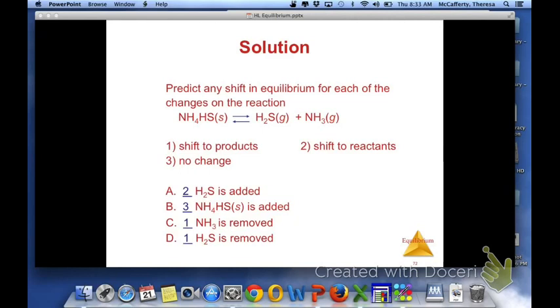Okay, here are the answers that you should have gotten. H2S being added, since this is a product, is going to shift the equilibrium to the reactant side. This one might have been a little tricky. NH4HS is a solid, so adding more of it is actually going to have no change, because remember, in a heterogeneous equilibrium, a pure substance does not appear in the equilibrium expression. If NH3 is removed, NH3 is a product, it's going to shift to the product side, and the same with the H2S.